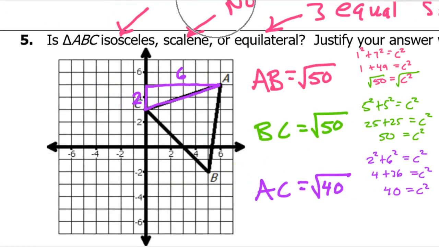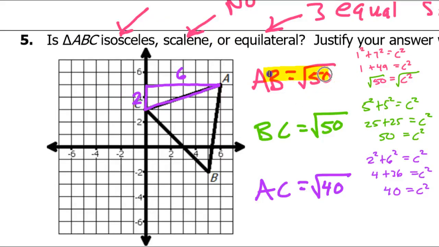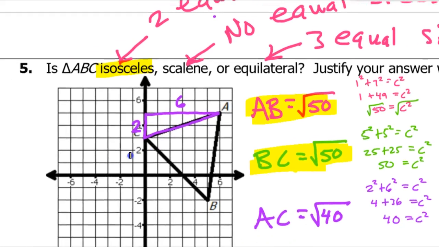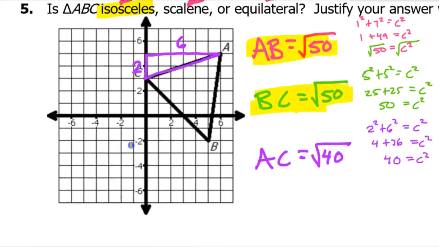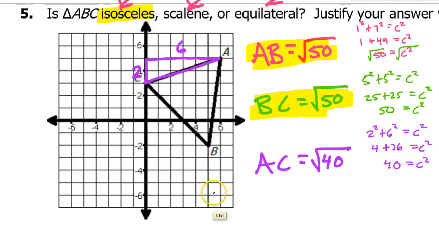So notice that I have 2 sides that are equal. All right, AB and BC are the same length. And if I have 2 equal sides, that is an isosceles triangle. All right, so that's why the answer to number 5 is isosceles.